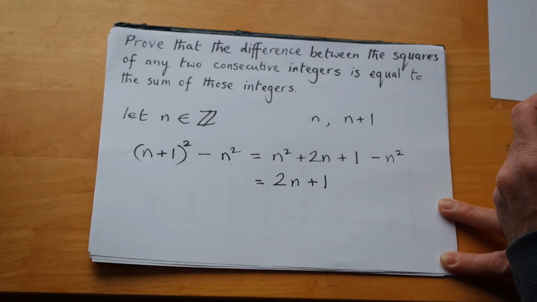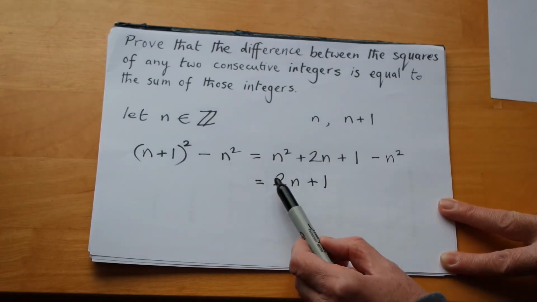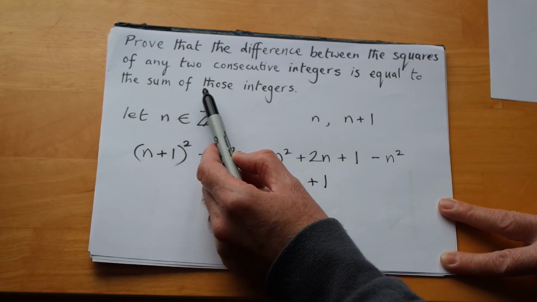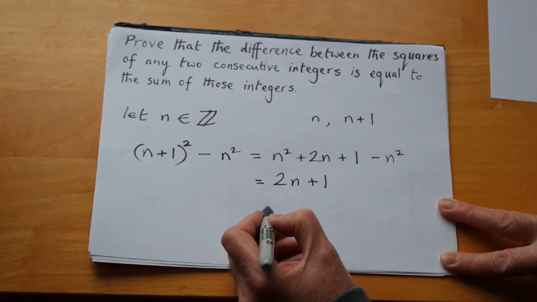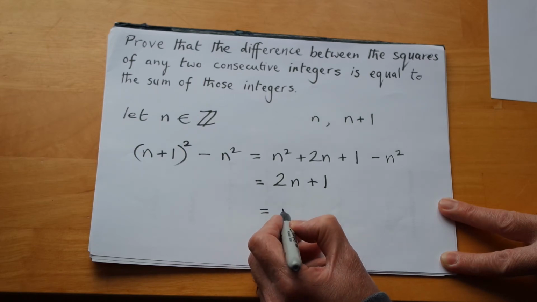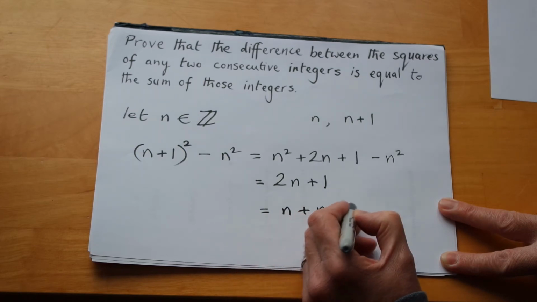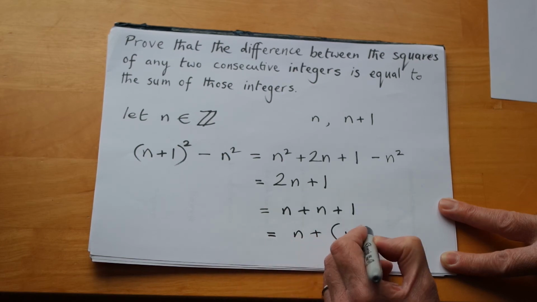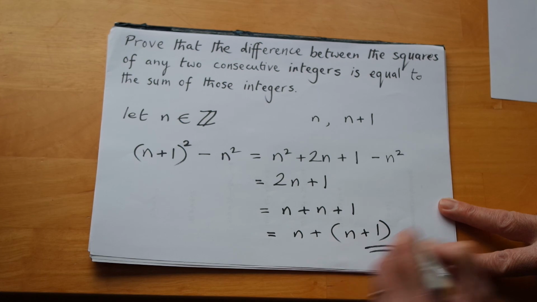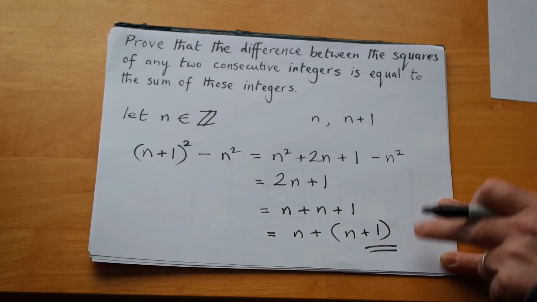Now let's look back at the question. We've got to prove that what we've found is equal to the sum of those two original integers. Well, we can rewrite 2n plus 1 as n plus (n plus 1), which is simply the sum of n and n plus 1. So that's our answer, and that's the proof complete.